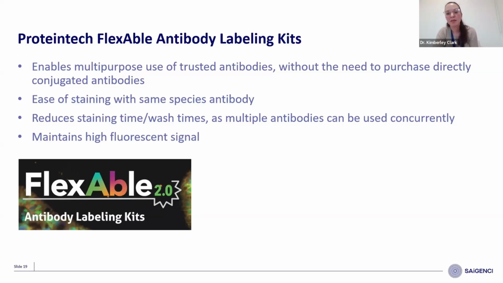And we didn't want to be buying new antibodies that are directly conjugated or multiple different species so that we could multiplex our antibodies. This led us to exploring the flexible system with Proteintech, where we could directly conjugate our existing antibodies, and that enabled us to multiplex the antibodies. It enabled us to use the same species and our same existing antibodies that we have used and trust without having to increase staining or wash times through sequential stains. And we've found that this maintains a nice high fluorescent signal.